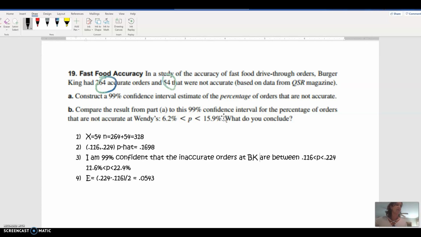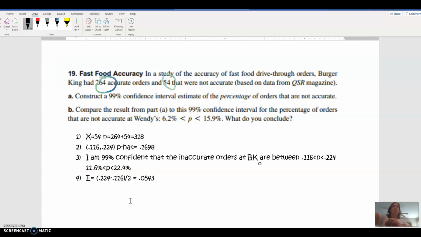So what can I conclude? Basically, they're kind of the same, right? At first glance, you want to say Wendy's is better because this lower bound is lower, but it doesn't really matter. That's a pretty big spread. So the easiest way to see that is to graph it.